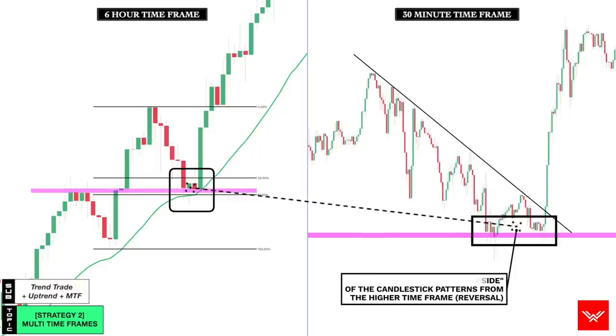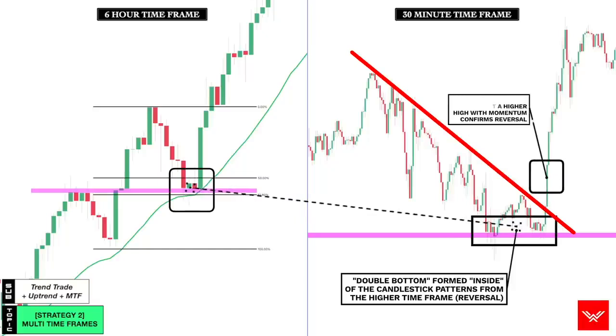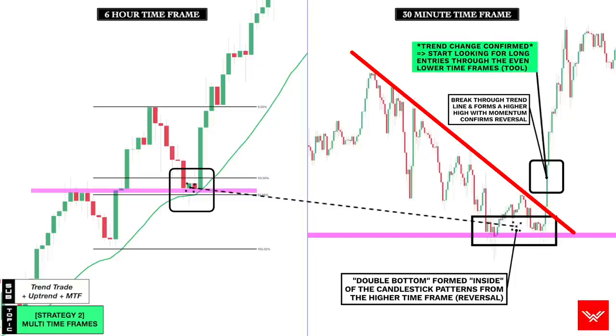The double bottom formed right at the key support level and inside of the long wick candles from the higher time frame. Trend line placed above, connecting the swing highs. Then once price broke through the trend line and formed a clear higher high with momentum, this confirms the reversal from a downtrend to an uptrend, and you would take a long entry on the same time frame or on an even lower time frame using our entry strategy in Tool.